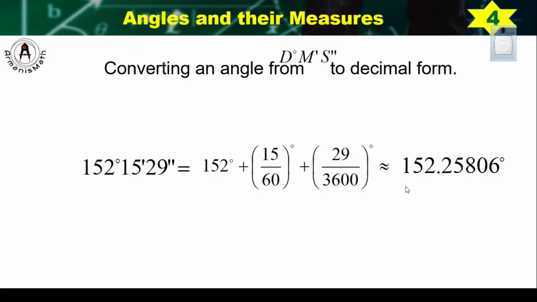Okay, so every angle has degrees, and degrees also have their own components inside of them, which are minutes and seconds. It's referred to in math as DMS.